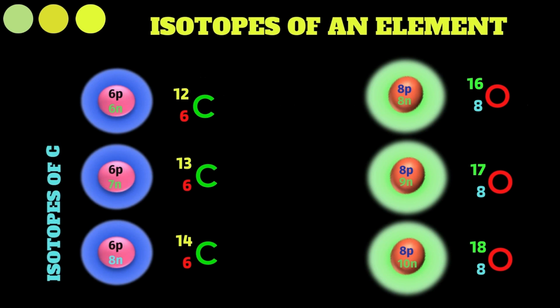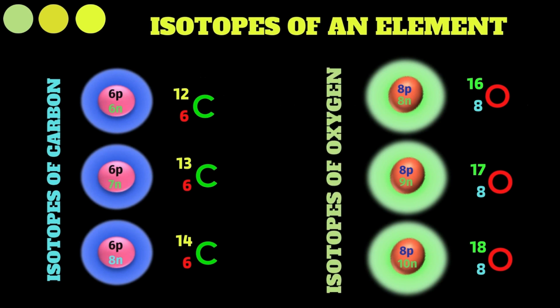So in this slide, we have shown 3 isotopes of carbon on the left-hand side, which are named according to their mass number. That is carbon 12, carbon 13 and carbon 14. While on the right-hand side, we have shown 3 isotopes of oxygen, which are named according to their mass number, which are oxygen 16, oxygen 17 and oxygen 18.